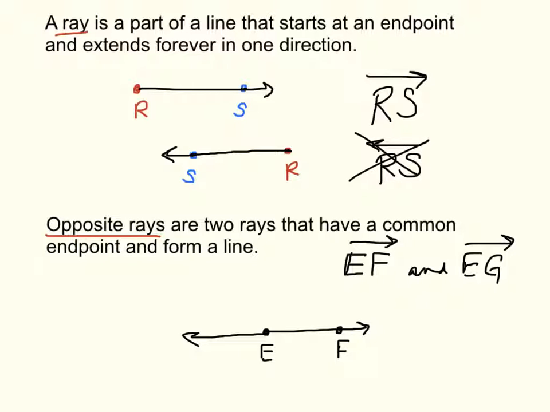So G has to be at any point here. So what did you just make? You should note that you just made a line. Opposite rays form a line.